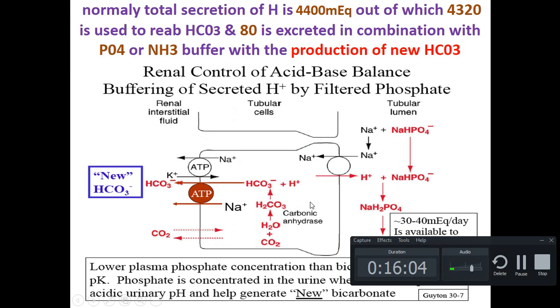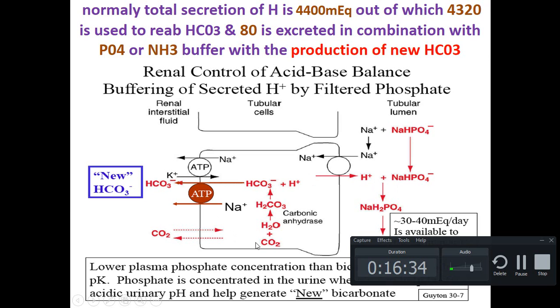Now here are your phosphate buffers. You will see that if the hydrogen ion is coming out, the sodium is going to be reabsorbed in counter transport with hydrogen, and this hydrogen ion is going to combine with sodium monohydrogen phosphate. They will form sodium dihydrogen phosphate, and it will be excreted. So here hydrogen is not combined with the bicarb, it is going to combine with the phosphate.